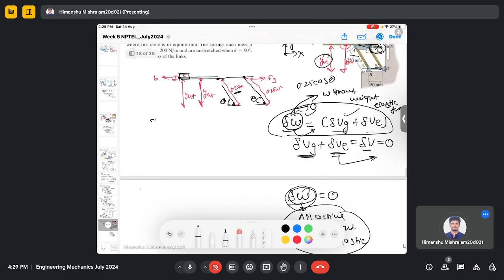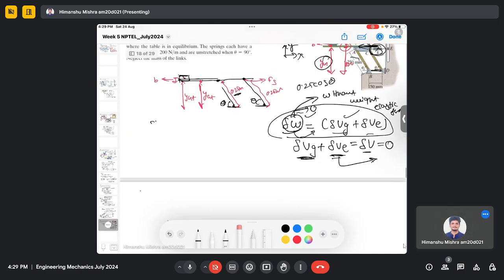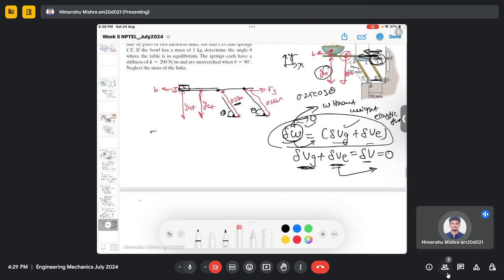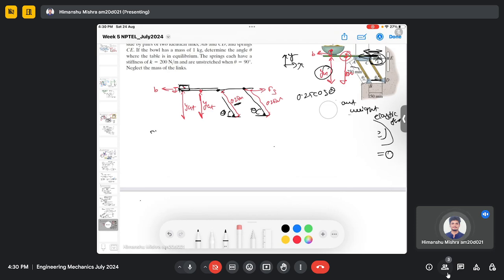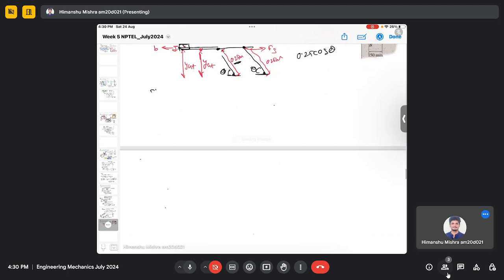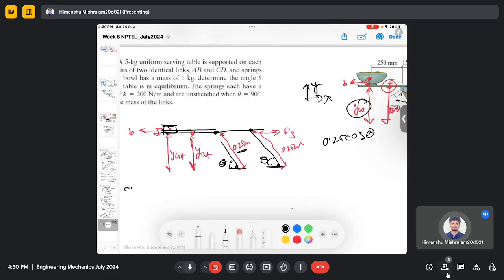So now we solve this problem by the virtual work principle. As of now, we used the energy principle. Now we use the virtual work method to solve the same problem. First we need to identify the assumed displacement. This is my rough schematic, and first we need to identify the active forces.